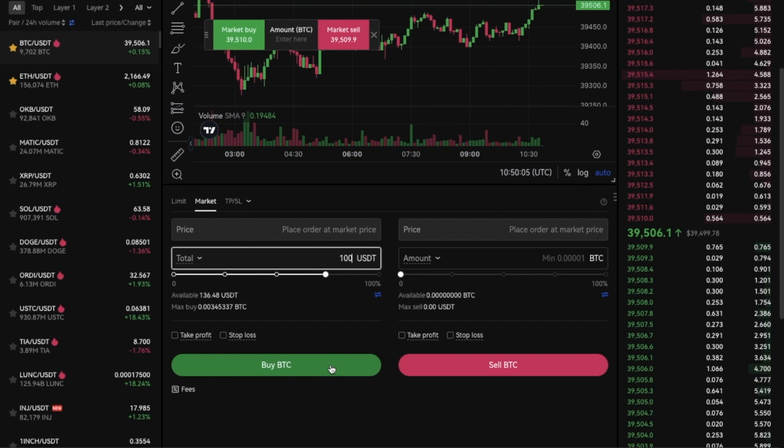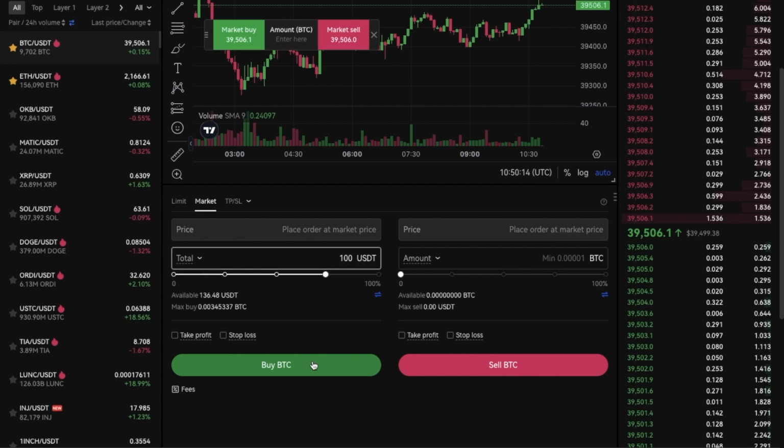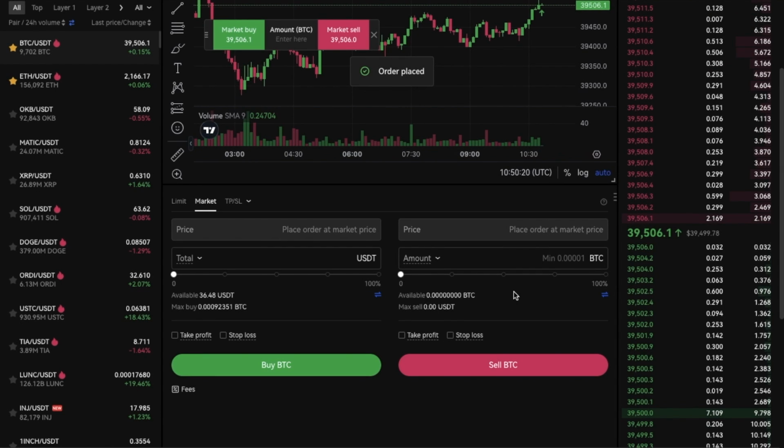Before we go ahead and buy, I'm just going to show you the fees. So as you can see, OKX fees are really competitive with 0.08% for maker fees and 0.1% for taker fees. When you're happy, you can go ahead and buy. Before you place your order, you're going to receive an order confirmation, which you can stop from displaying every time if you wish. And you'll just need to confirm from here. Your order will then complete immediately at the current market price.